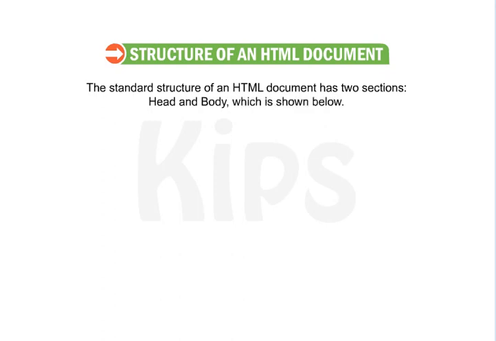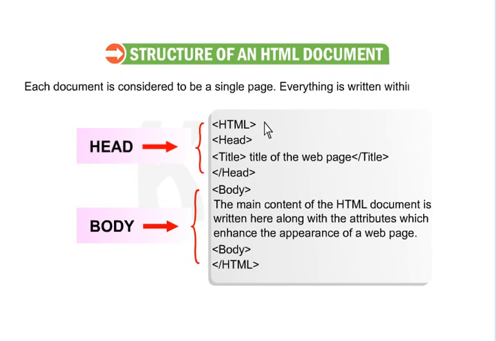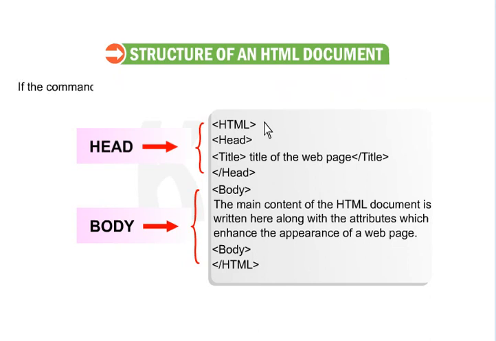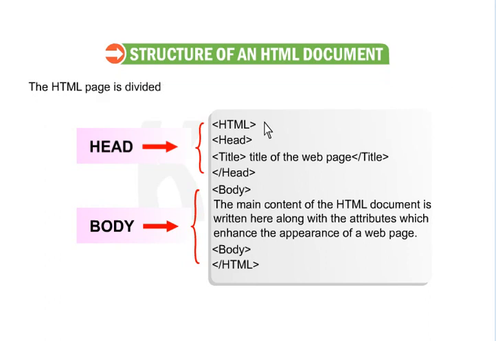Okay, let me describe the structure of an HTML document. The standard structure of an HTML document has two sections, head and body, which is shown below. The HTML document starts with the opening html tag and ends with the closing html tag. Each document is considered to be a single page. Everything is written within these tags. If the commands are not enclosed in tags, then a web browser will assume the commands as simple text.